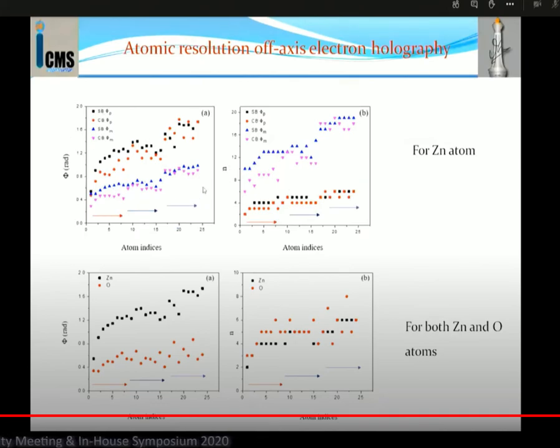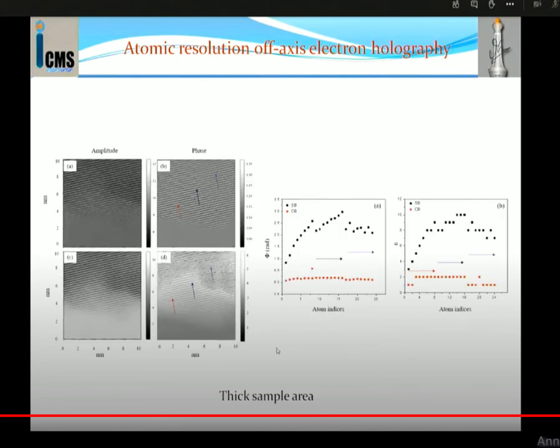For a very thin area of the sample, you see a systematic increase both in the phase value and the atom number with the sample thickness. And the nice thing is that for zinc and oxygen, though the contrast is different and the atomic number difference is very high, in the neighboring column we have obtained the same number. This is a very nice result. But for thicker areas, the trend with sample thickness is not very good. That may be because of dynamical effects and also how we handle the data.